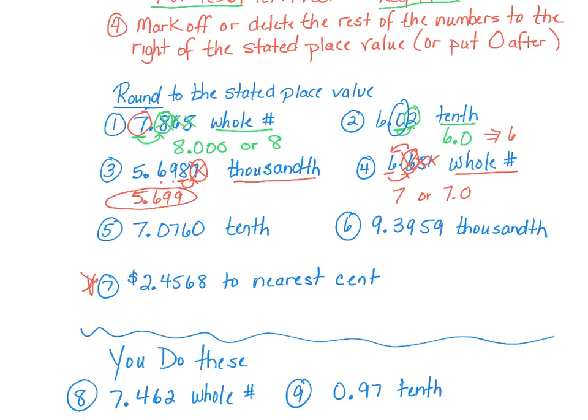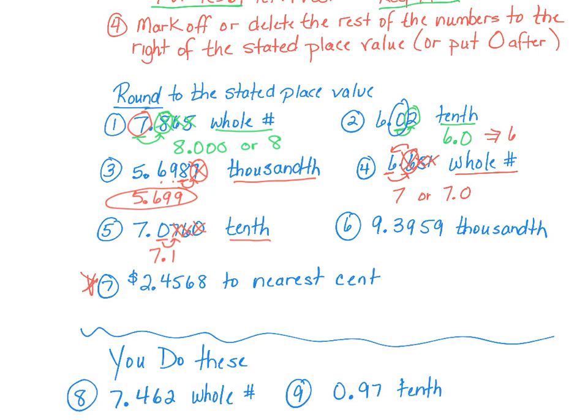5, 7.0760. I'm going to round it to the nearest 10th. Here's my 10th position. One more to the right. That's a 7. So that 7 is going to bump up the 0. What's above a 0? 1. So my answer is 7.1.